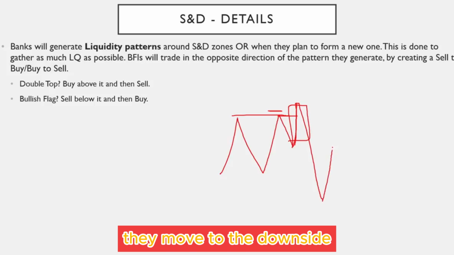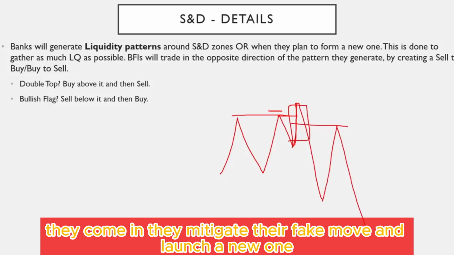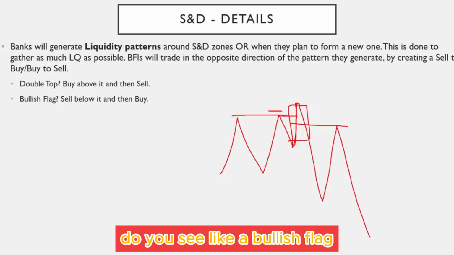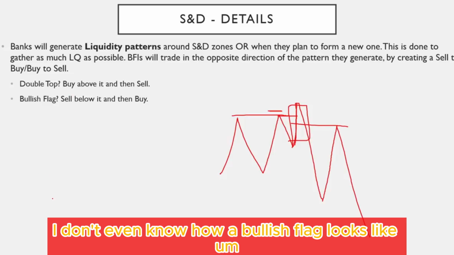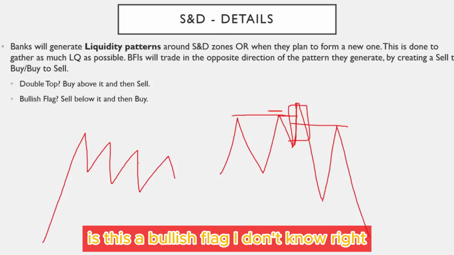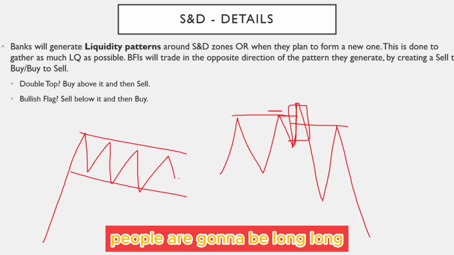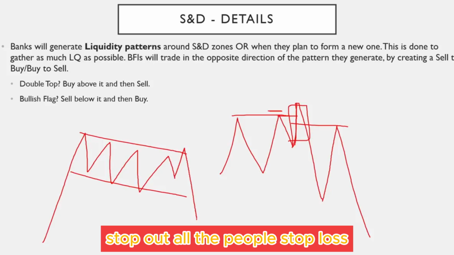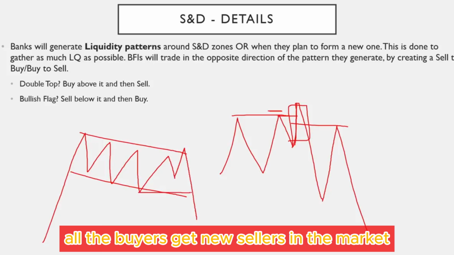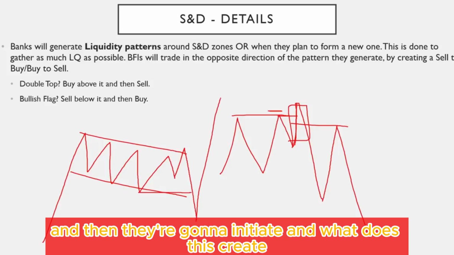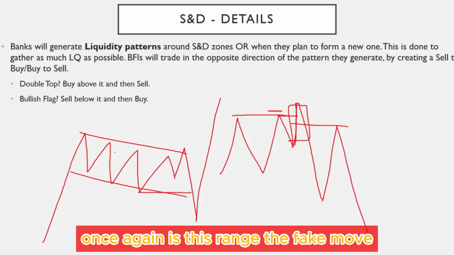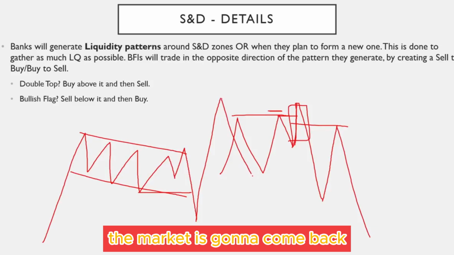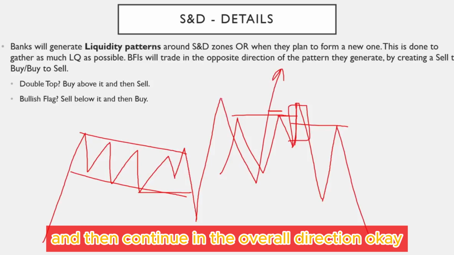They move to the downside. They come in, they mitigate their fake move, and launch a new one. Do you see like a bullish flag? I don't even know how a bullish flag looks like. Is this a bullish flag? I don't know. Right? So what are you going to do? Well, people are going to be long. Maybe they give a little fake. Then they're going to launch the fake move, stop out all the people, stop loss all the buyers, get new sellers in the market, and then they're going to initiate. And what does this create once again is this range, the fake move, the market is going to come back and then continue in the overall direction.